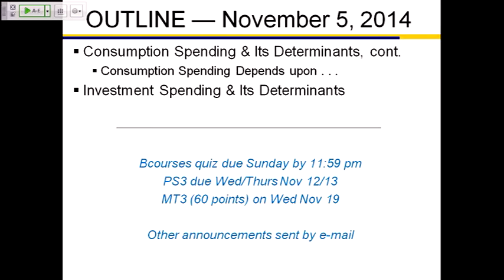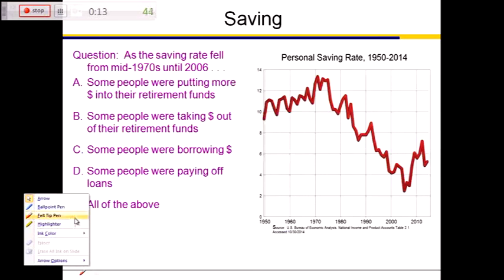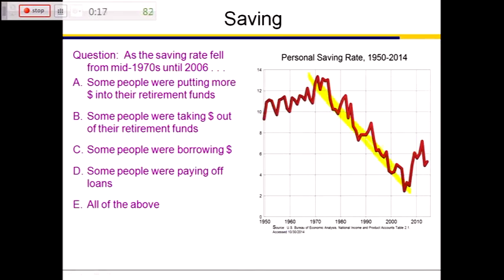I always start with a clicker question, almost always. So you saw this graph on Monday when there was this woman up in the booth talking. As the saving rate fell from the mid-1970s until 2006, so when we had that downward sloping trend, what was true? A, some people were putting more money into their retirement funds. B, some people were taking money out of their retirement funds. C, some people were borrowing money. D, some people were paying off loans. Or E, all of the above. Go ahead and click in. A, B, C, D, or E.